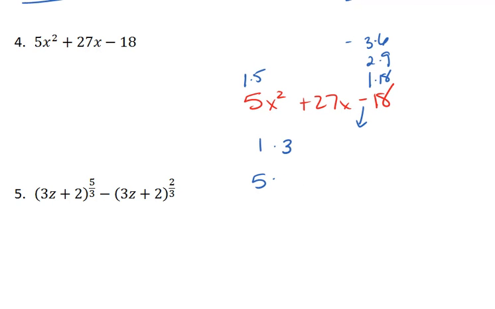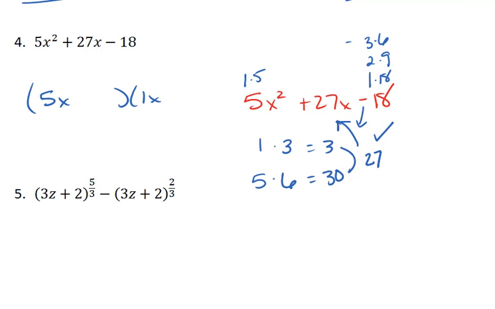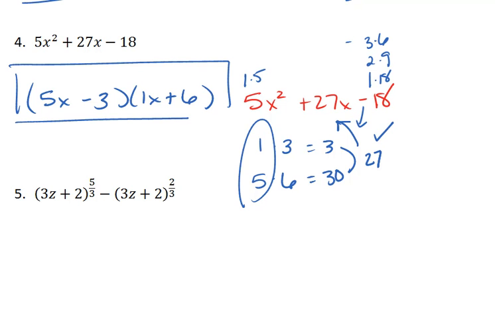1 times 3, 5 times 6. You get 3 and 30. These numbers subtract to give 27, which is our middle term. So our numbers are 5x and 1x. That's the 5 and 1. 5 multiplies by 6, 1 by 3, with the positive on the 6. There's our final answer, which again, you can check if you want to by multiplying through, and that should bring you to our original polynomial.